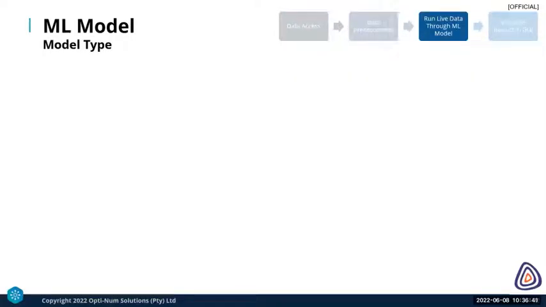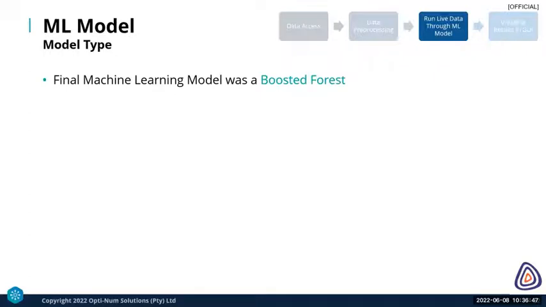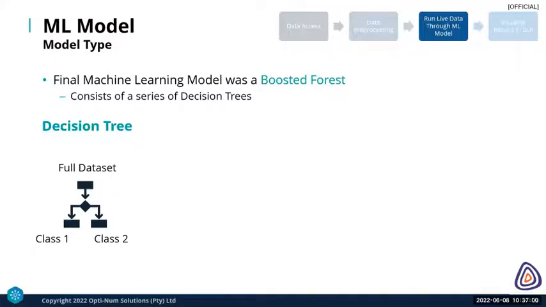All right. So as we move on, running the data through the live machine learning model. The model we chose was a boosted forest. And how a boosted forest works is that it consists of a series of decision trees. I've got a bit of an illustration for this. If you have a single classification decision tree, you would feed your full data set into the top of the tree. Then through the training and validation process, you would learn all of the decisions that need to be made based on each of the features. And depending on those decisions, we move towards either class one or class two or whatever the case is. That is the case for a single decision tree.